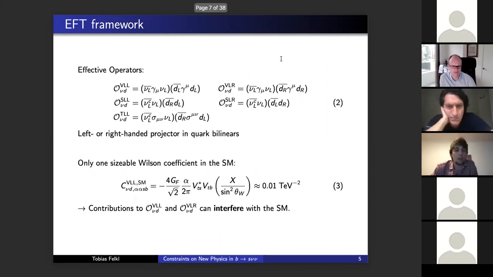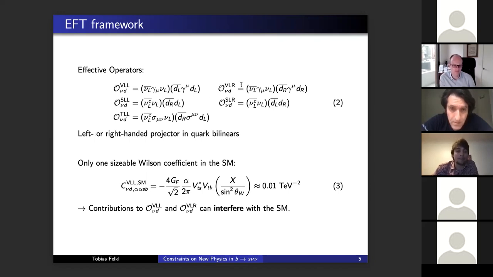Okay, so what effective operators do we have available? We can distinguish them in terms of their Lorentz structure. There always is a neutrino bilinear and a quark bilinear. And so we have either vector operators, scalar operators, or tensor operators. And in the case of vector or scalar operators, we can draw a further distinction based on whether the projector in the quark bilinear is left-handed or right-handed.